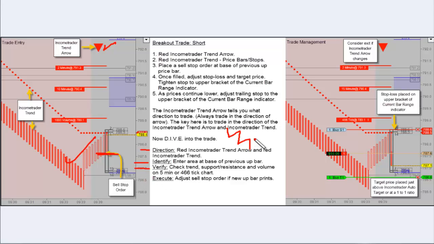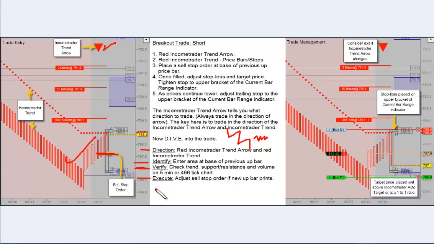versus trying to trade a market that's trending to the upside or a market that's consolidating or not doing anything at all. So don't forget step number 3 here, the verify. Verify that the market is actually trending.